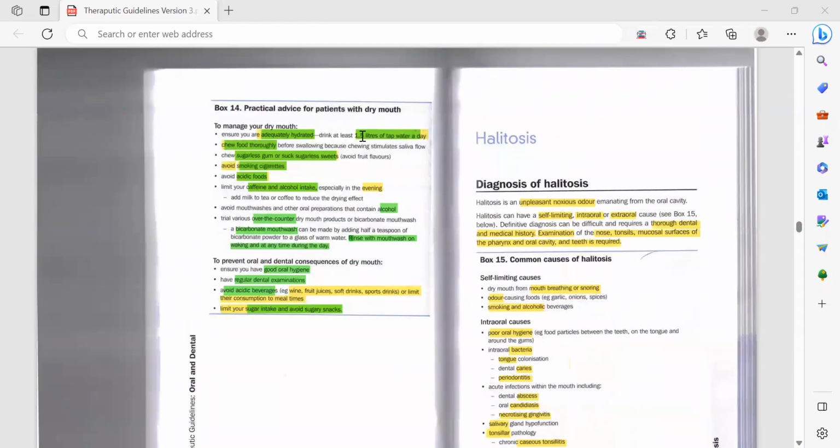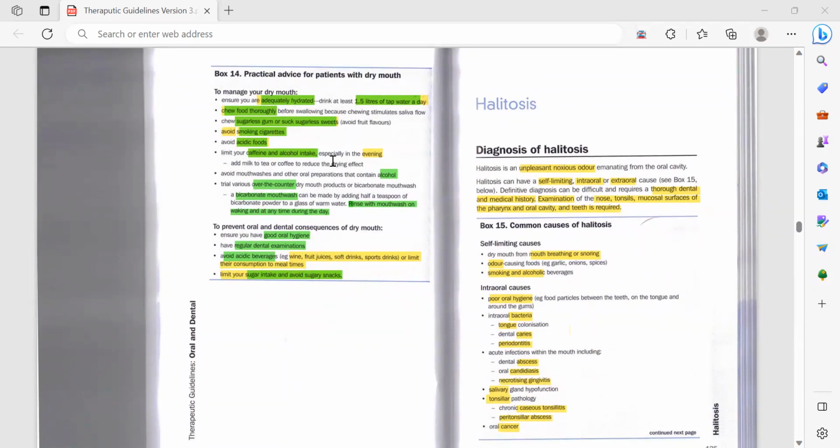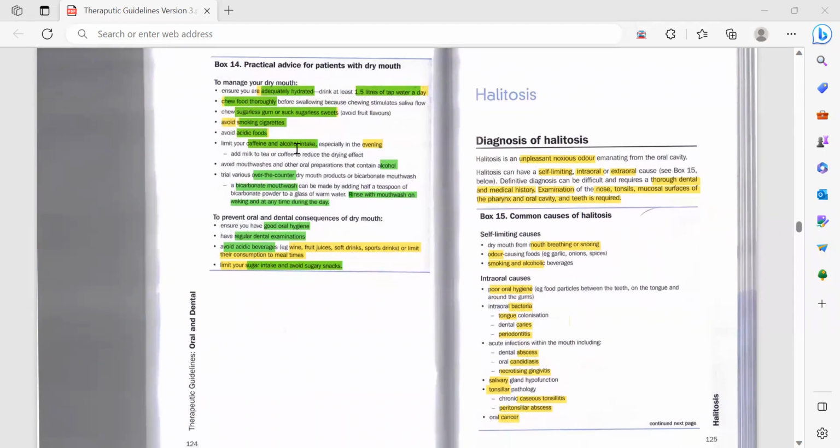Then what advice do you need to give your patient to manage their dry mouth? Ensure that you are having enough water, which is 1.5 liters of tap water per day. Chew food thoroughly, because that would also stimulate the saliva. Chew sugarless gum or suck sugarless sweets. Avoid smoking cigarettes because that would lead to more dry mouth. Avoid acidic food. Limit your caffeine and alcohol intake, especially in the evening. Add milk to tea or coffee to reduce the drying effect.